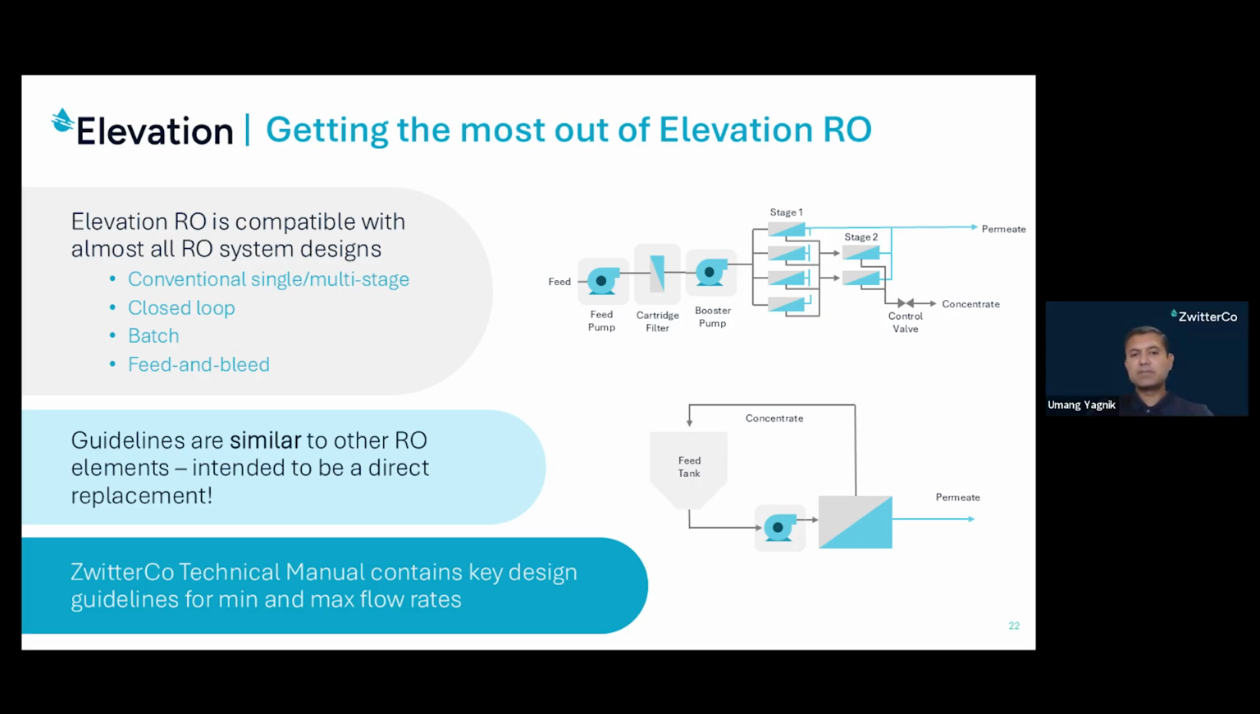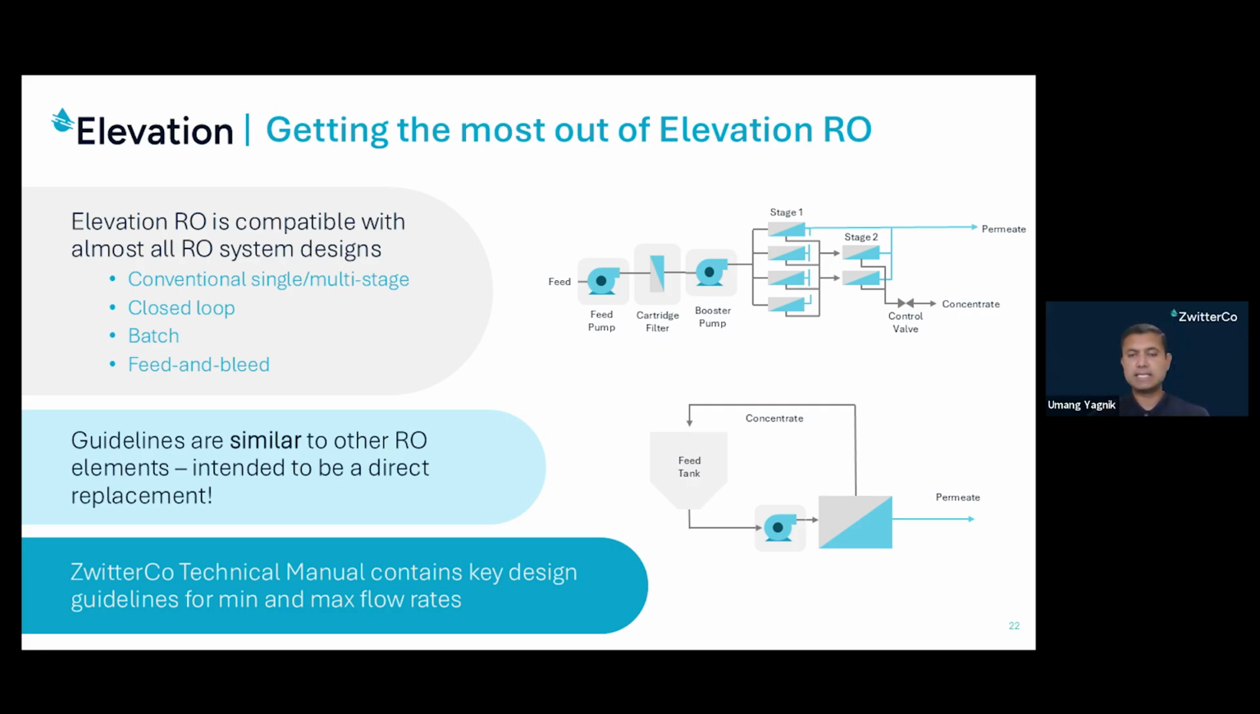Moving to the last slide of this section of getting the most out of elevation RO, we have fielded this question from quite a few customers in the past. What kind of systems are compatible with elevation RO? And the answer is pretty simple. Any kind of RO system can use elevation RO. Be it your conventional Christmas tree tapered array style RO system, or a closed loop semi-batch kind of RO system, or batch type RO system, or even a feed and bleed style RO system.